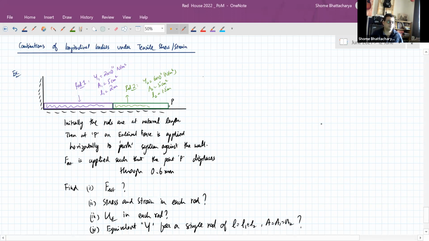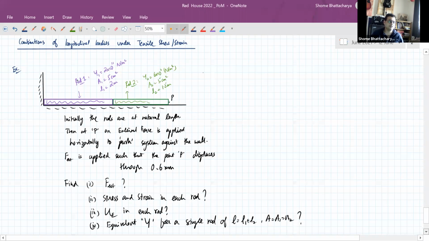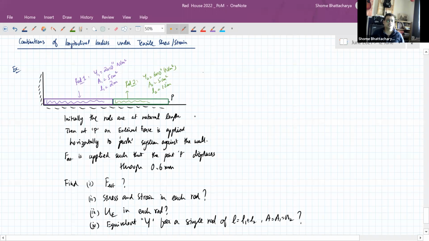this combination. So we want to replace this combination of two rods in series with a single rod which has the same geometrical dimensions as the combined rod. That is, it has a natural length of L1 plus L2 and common area of cross section A. Then what should be the equivalent Young's modulus for that? Okay. So just work out this question.